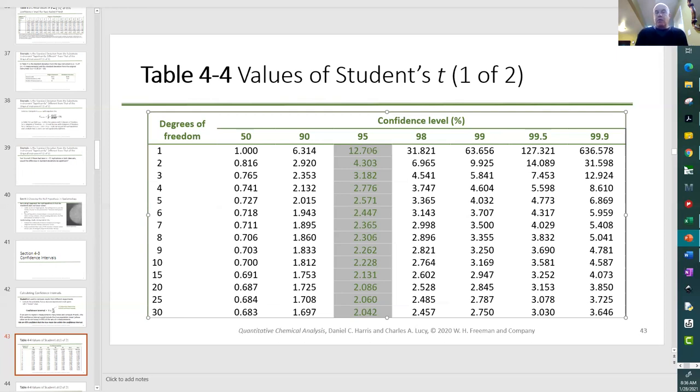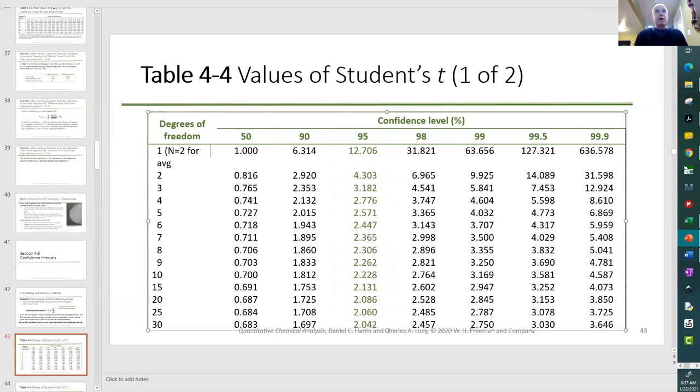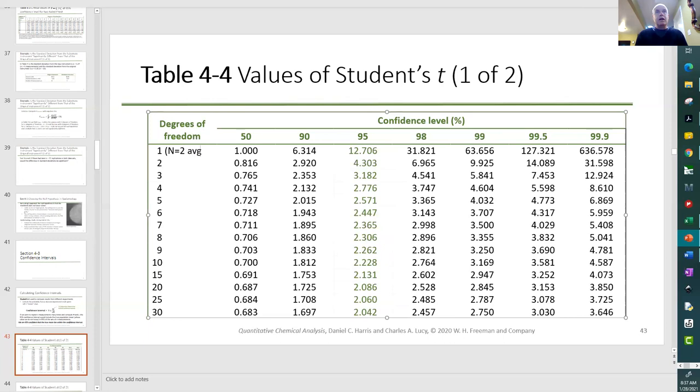Now, all you need to do is make the measurement one more time, and that value drops down to 4. Anywhere in the table, this is the biggest bang for the buck, going from 1 degree of freedom to 2, or from 2 measurements to 3. If you're just doing averages, this is n equals 2, and this is n equals 3, et cetera. So that's the biggest bang for the buck.